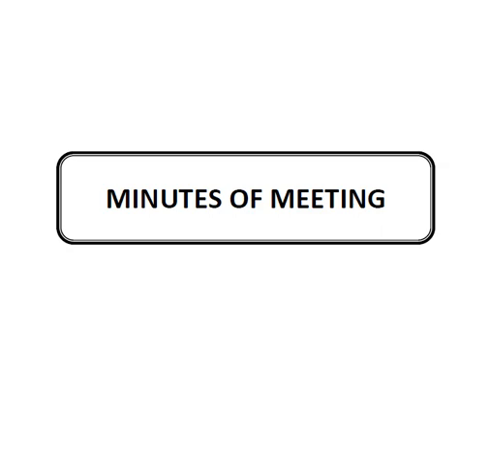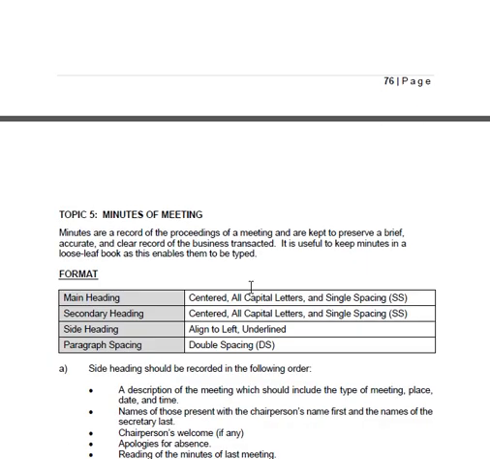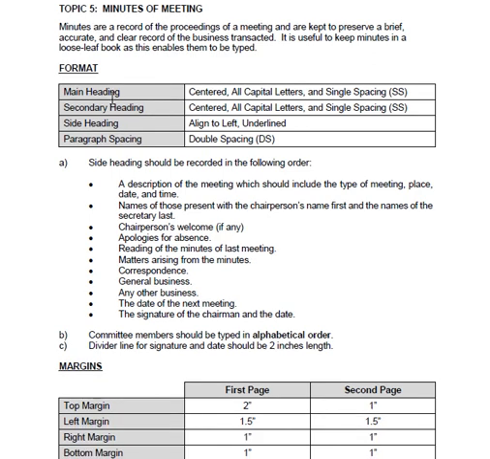Okay, so this is our last business document, which is on minutes of meeting. Let's take a look at what minutes of meeting is all about. Minutes are a record of the proceedings of a meeting and are kept to preserve a brief, accurate, and clear record of business transacted. It is useful to keep minutes in a loose leaf book as it enables them to be typed.